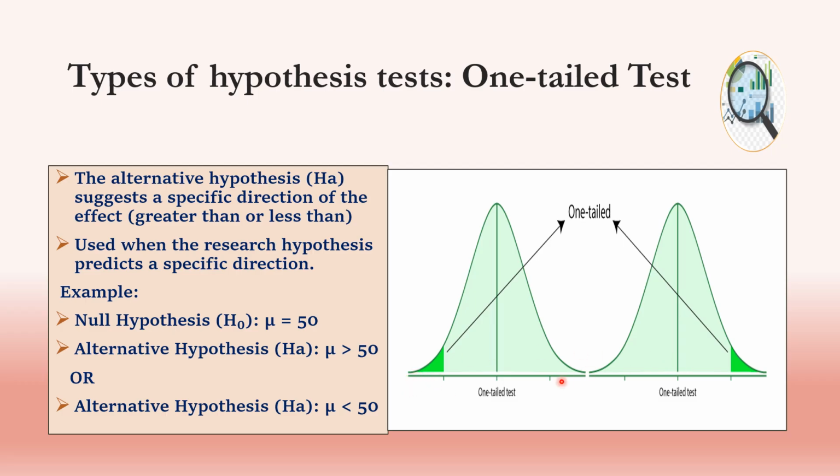In both the cases, the critical region or the rejection region is restricted either on the left-hand side or on the right-hand side of this graph. Therefore, this type of test is called as one-tailed test.